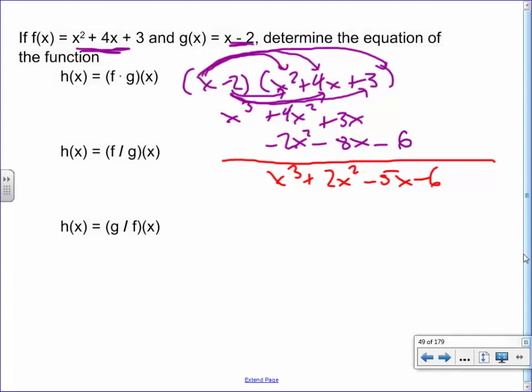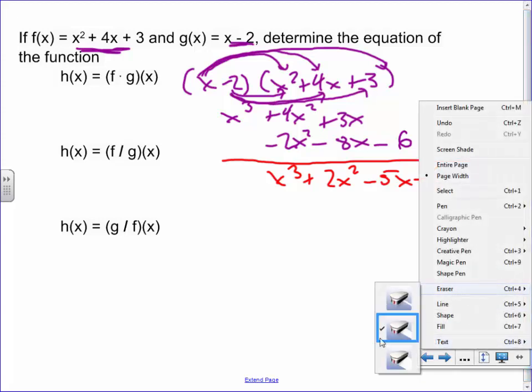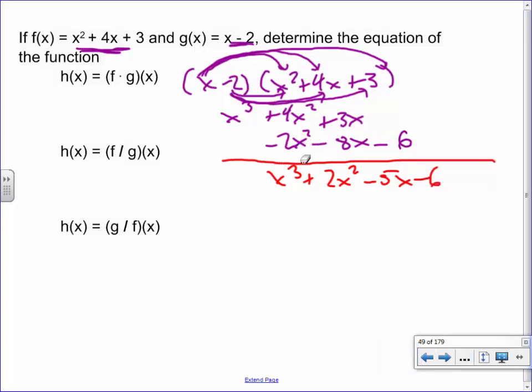Okay. So let's build on what we learned yesterday then. What if I want you to divide? So can I erase this? I want the space.